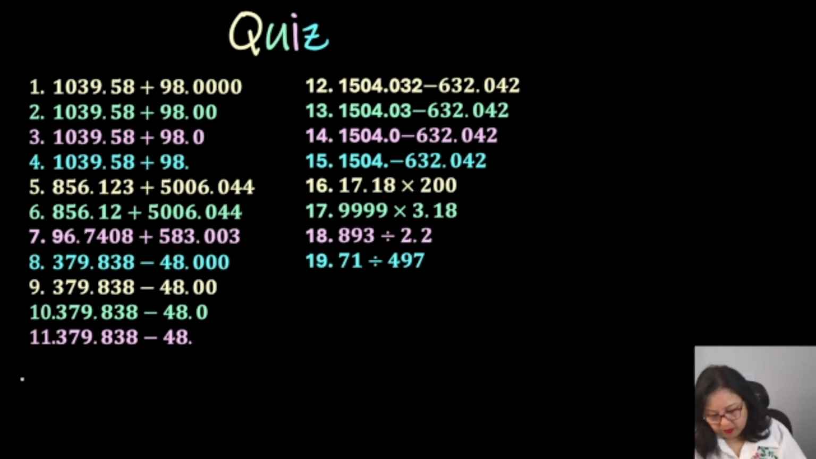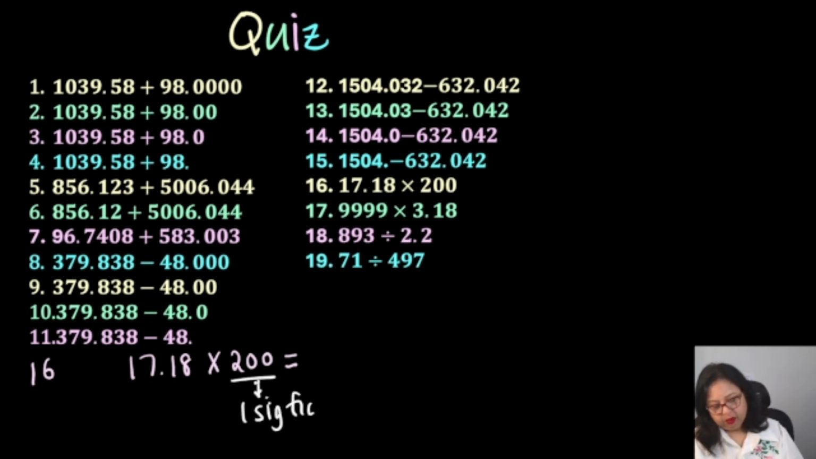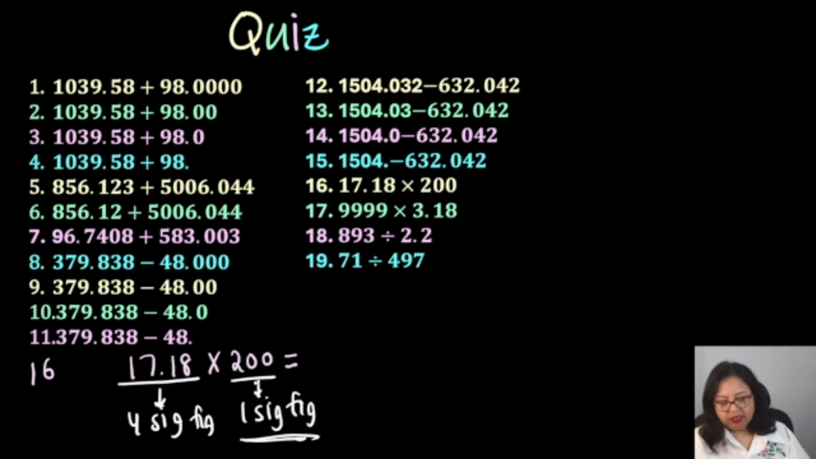Number 16. 17.18 times 200. Okay, so what's the rule for multiplication? We are going to identify the number with the least number of significant figures, and that is 200. 200 has 1 sig fig, while 17.18 has 4 sig figs. So the final answer must have how many sig figs? 1.